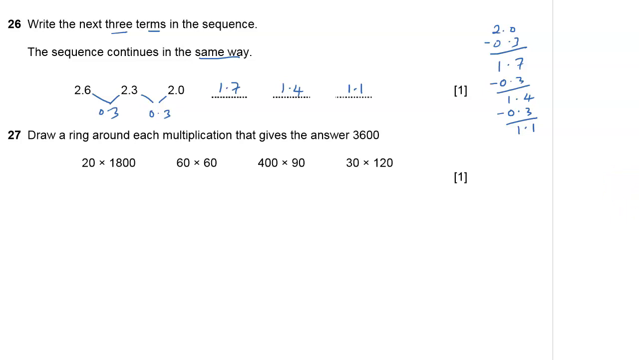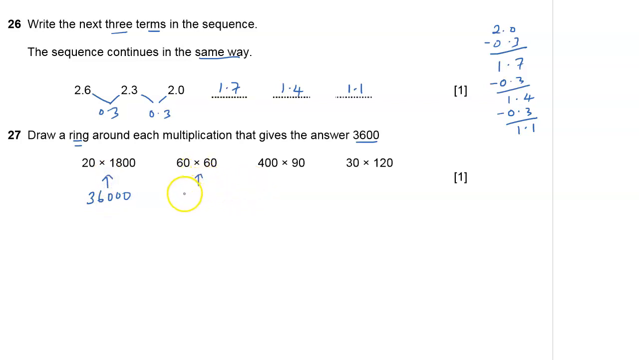Question number 27. Draw a ring around each multiplication that gives the answer 3,600. Of course, when you multiply 20 by 1,800, what you get is 36,000. That multiplication gives us that.